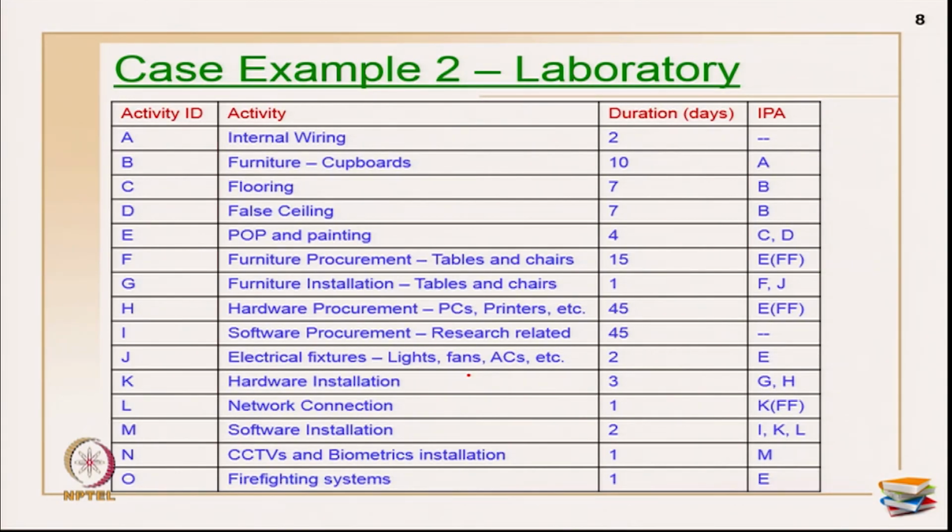Then hardware procurement for PCs and computers, for which we need the POP and painting, because once the room is completely ready, then only we can bring in the equipment. And then software procurement. The software procurement can go in parallel in order to get permissions, approvals, receiving quotations and so on. But the installation depends on the room being done and the initial machine installations being done, and then the software procurement also has to be done for the installation to happen. That is what you have I, K and L as the relationship.